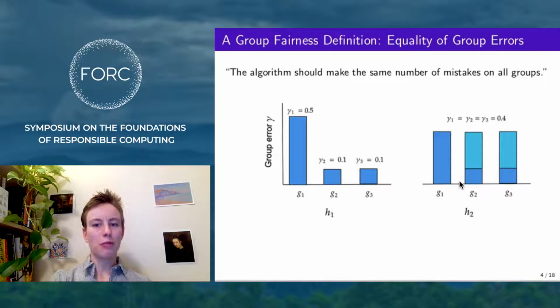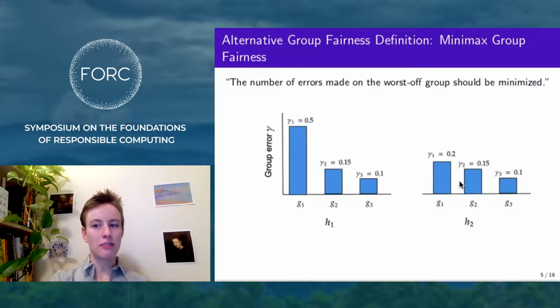One potential problem with this definition is that often, in order to achieve equal group errors, the error on easier-to-predict groups may have to be artificially inflated. Thus, while the group errors are equal, the overall social welfare is worse. An alternative notion of group fairness is mini-max group fairness, which posits that the number of errors made on the worst-off group should be minimized. Here, hypothesis 2 is a minimax solution, providing that the minimum error that group 1 can achieve is 0.2.